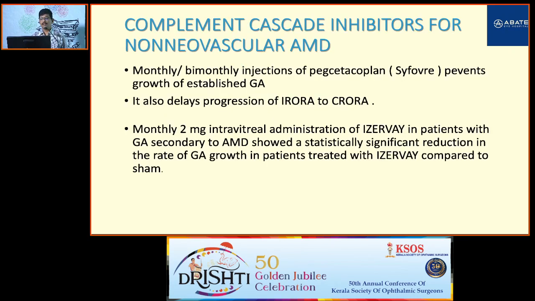But now there are treatment options available in the form of complement inhibitors, because the complement pathway, or the inflammation secondary to the complement activation, is supposed to have a role in the development of geographic atrophy. So there is something called a C3 inhibitor and a C5 inhibitor that is available. C3 inhibitor is called Syfovre.